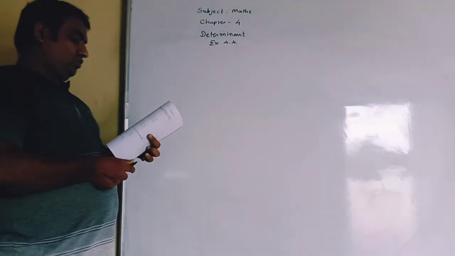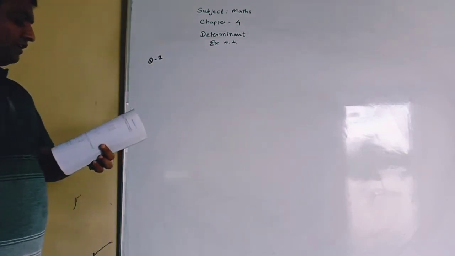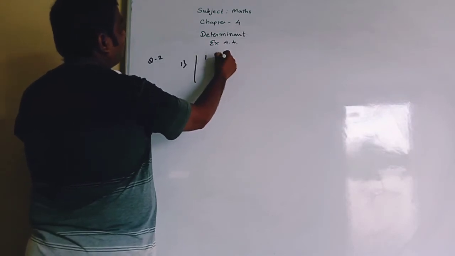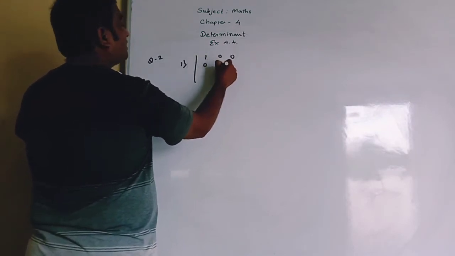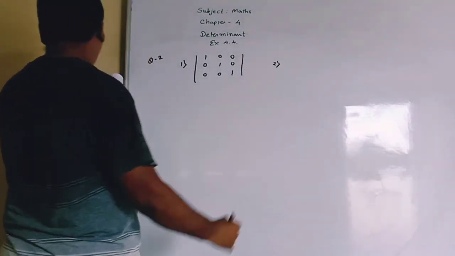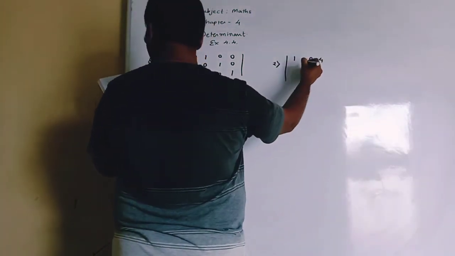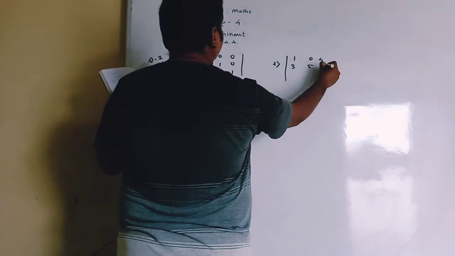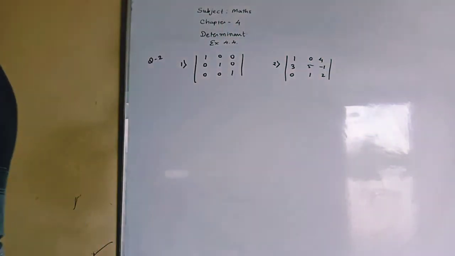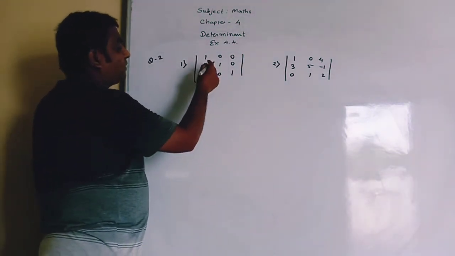Now question 2. Again we have to find out minor and cofactor, but this is 3 by 3. First question we have 1 0 0, 0 1 0 and 0 0 1. Second question we have 1 0 4, 3 5 minus 1 and 0 1 2. So each element's minor we find out.